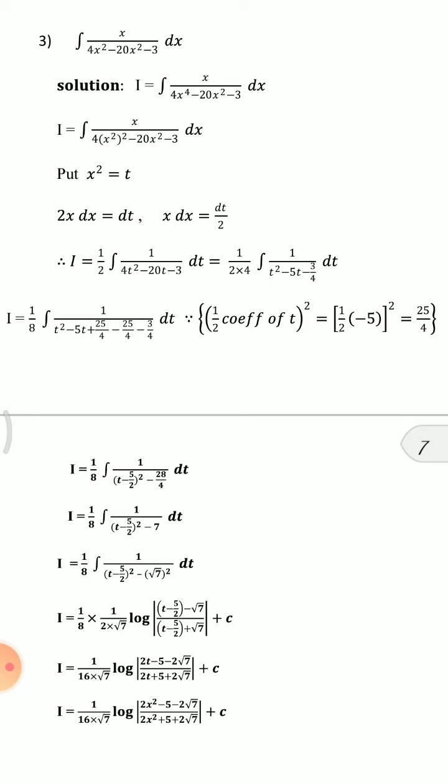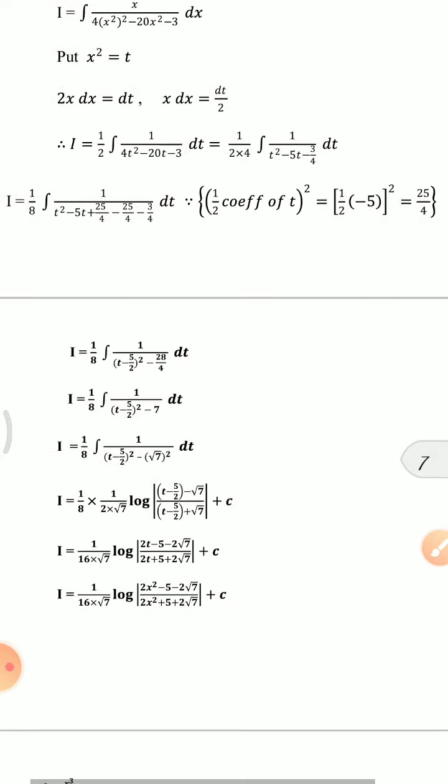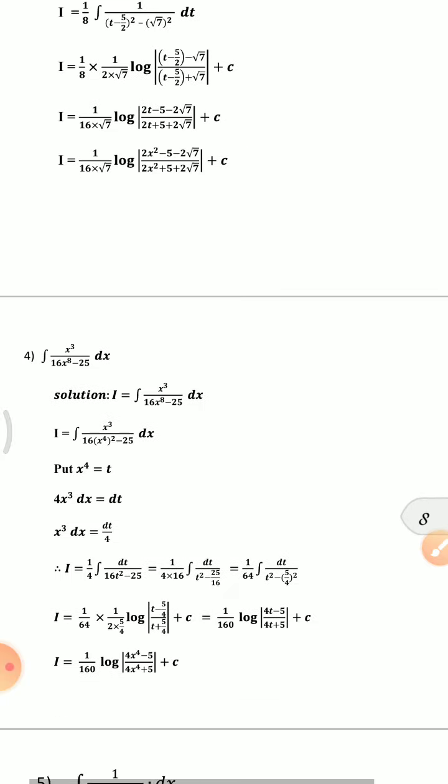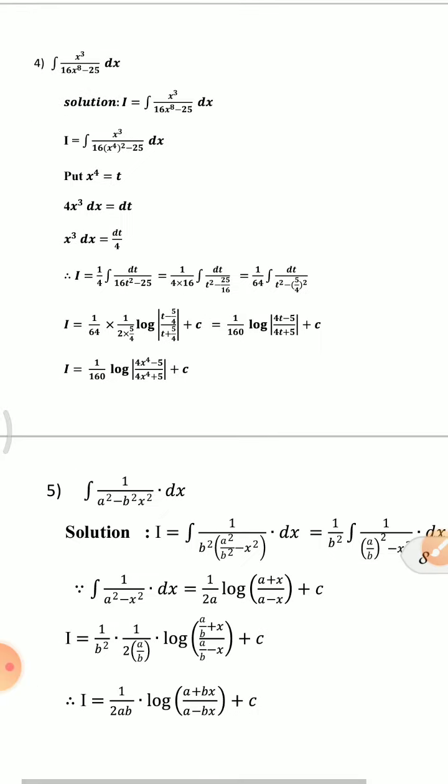That means the answer of the integral of x upon 4x⁴ minus 20x² minus 3 is 1 upon 16 root 7 log of mod of (2x² minus 5 minus 2 root 7) upon (2x² minus 5 plus 2 root 7) plus c here. This we have solved as question number three. Then see question number 4.